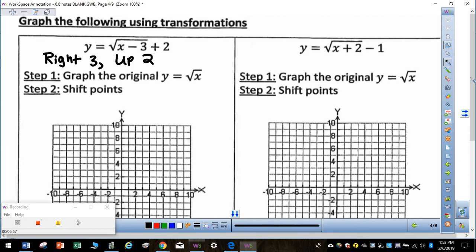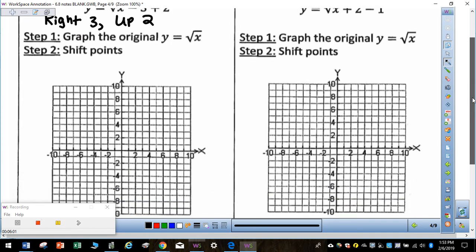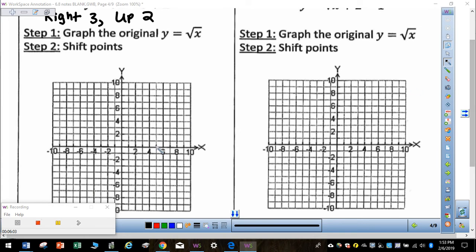So we're always going to start by graphing the original, y equals square root x, and we can actually just do that one with a dotted line. Then we can shift our points. So the original, we've got 0, 0, 1, 1, 4, 2, and 8, 3. And actually, we don't even need to connect that with a dotted line. Let's just get the actual points there. Then we'll do the next step of moving each point to the right 3 spaces and up 2.